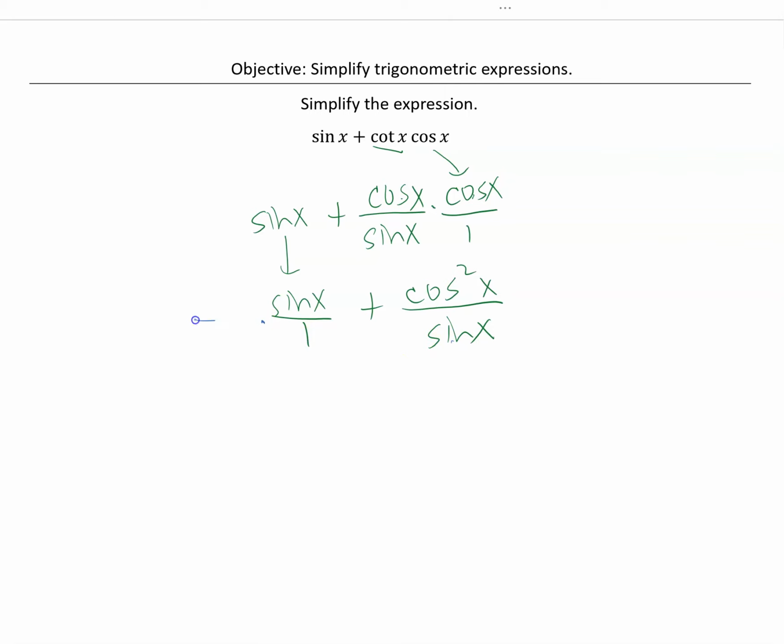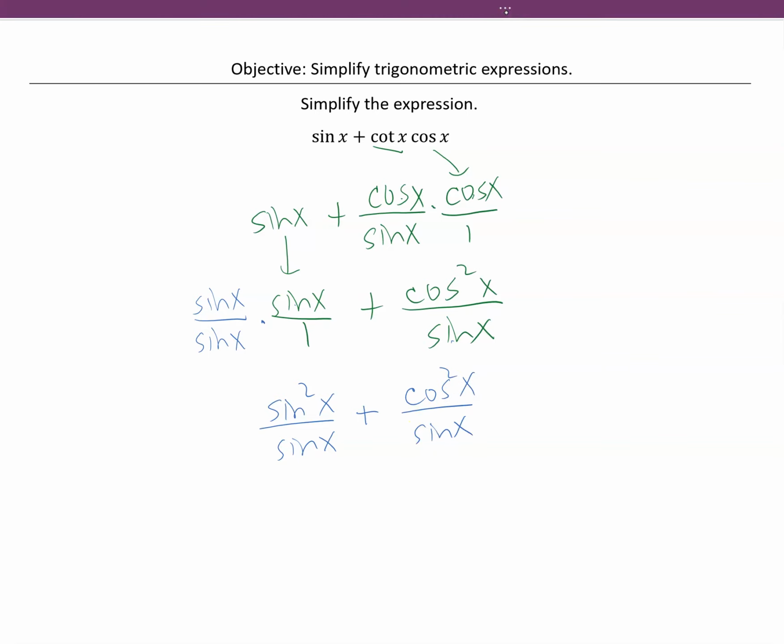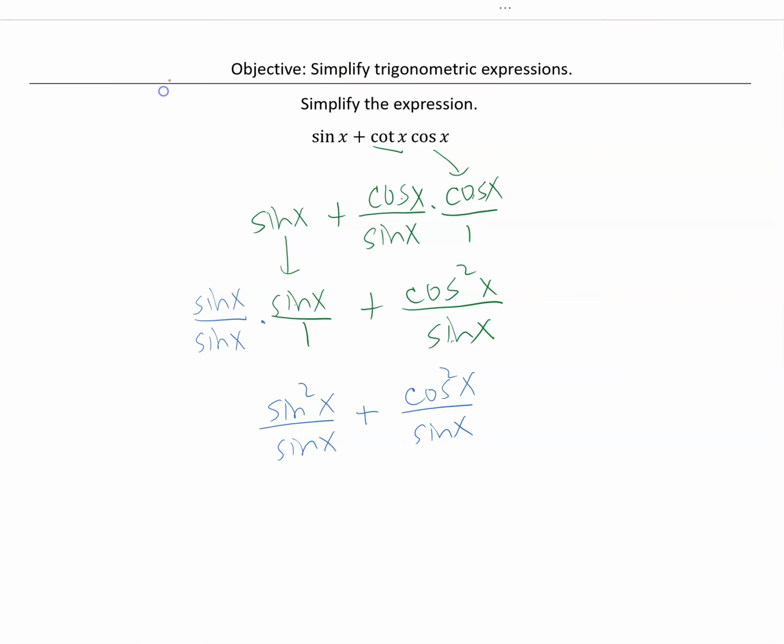So I'd have to multiply by a ratio of 1 over here of sine x over sine x. Sine times sine would be sine squared, so this becomes sine squared x over sine x. And then we have this plus cosine squared x over sine x. So just like when we are adding fractions, now that we have a common denominator, we will add the numerators, and our denominator will be that common denominator of sine x. And so we get sine squared x plus cosine squared x.